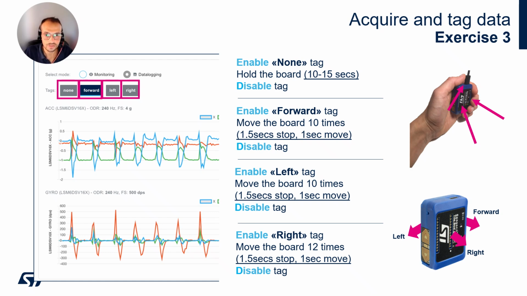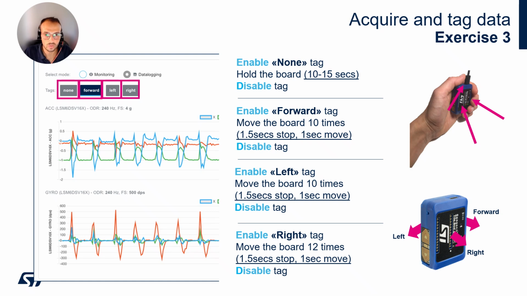During the data logging phase, we'll tag and collect the data in this way. For the none class, we'll collect 15 seconds of data while making small random hand movements. For the forward class, we'll perform 10 forward movements with our hand.